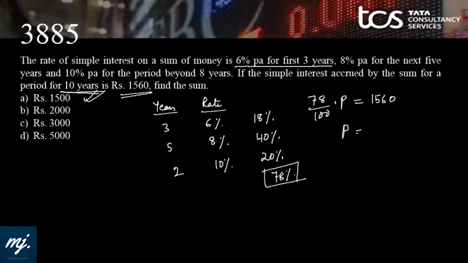So the principal or the sum we are looking out for is 1560 into 100 divided by 78. It will go 2 times 20, so that would be 2000. The principal we are looking out for is 2000. On 2000 for the first 10 years, interest collected would be 1560. Option B is the pick.